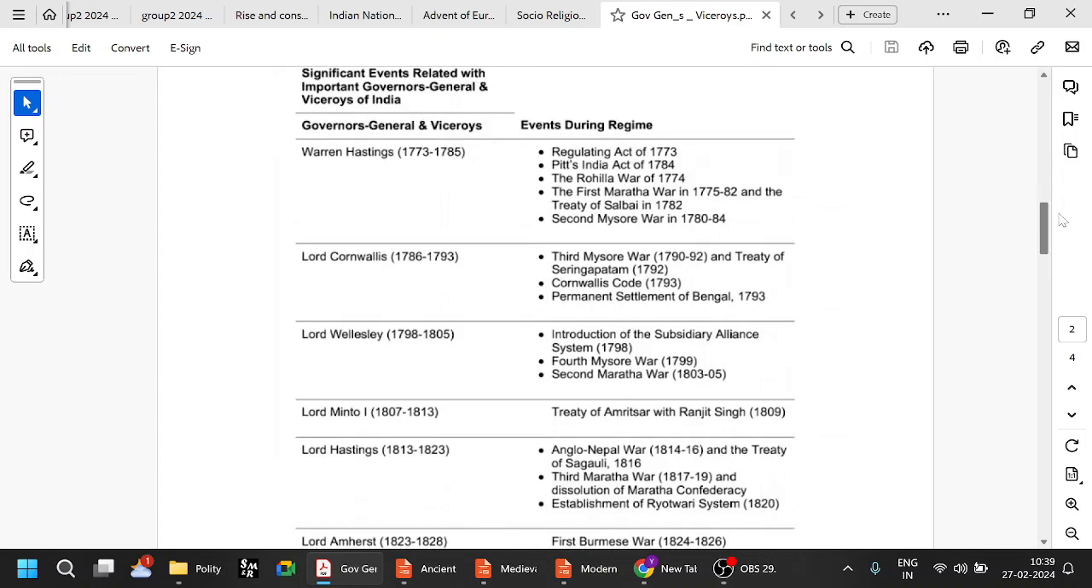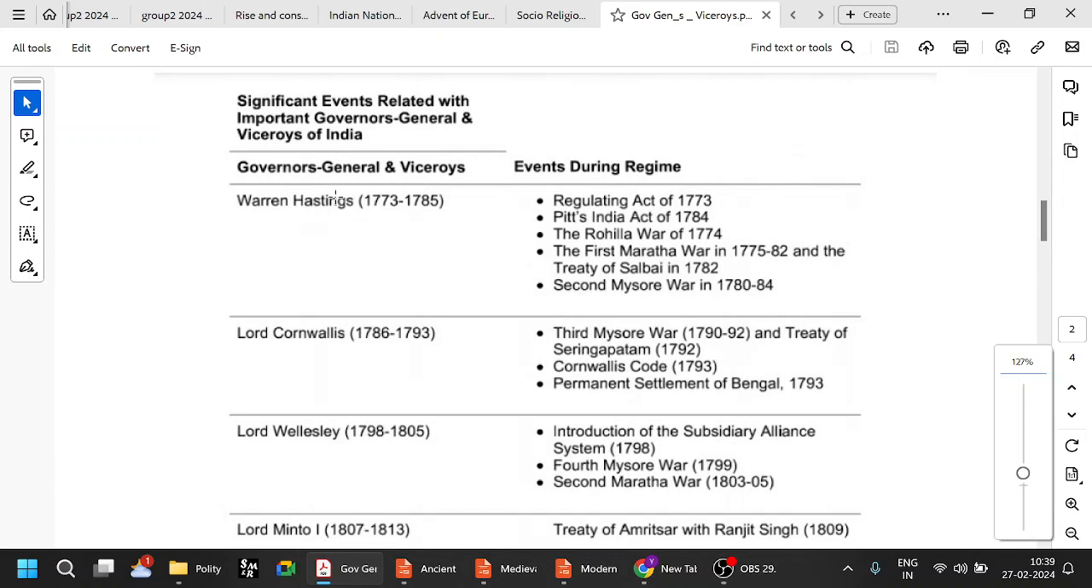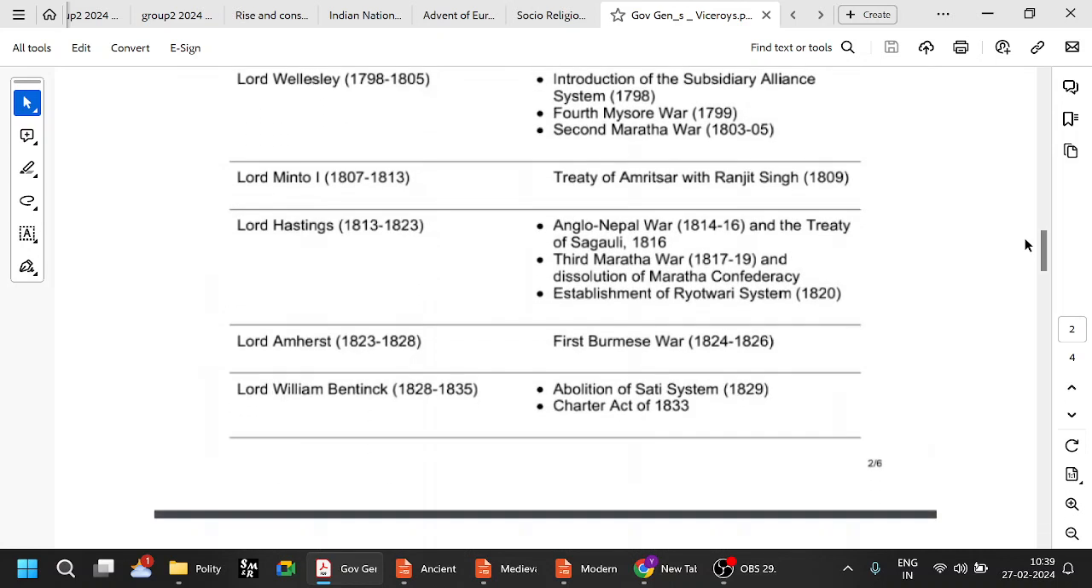If you look at the Governor Generals, Warren Hastings is the first Governor General of Bengal through the Regulating Act of 1773. After that, the most important one is Lord William Bentinck. Lord William Bentinck is the first Governor General of India. Due to the Charter Act of 1833, the Governor General of Bengal has been made the Governor General of India, and all the other Governor Generals have become his subordinates. So remember that Charter Act of 1833 is Lord William Bentinck, Governor General of India.